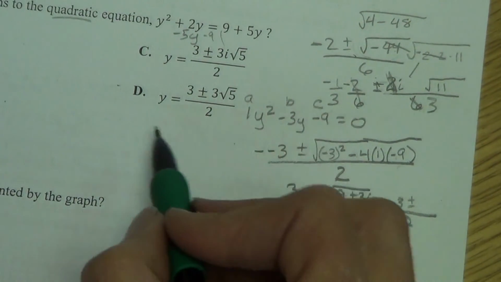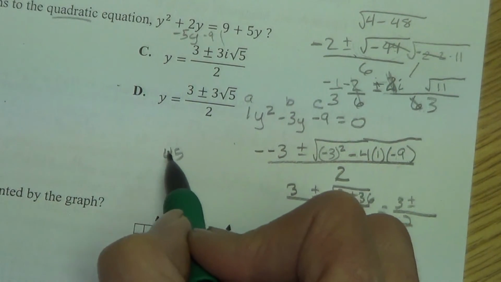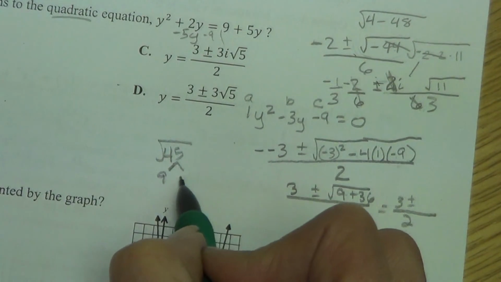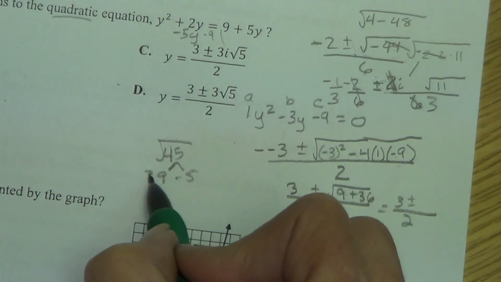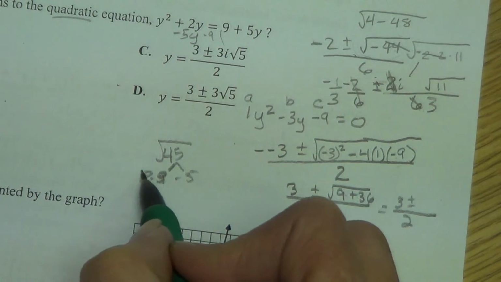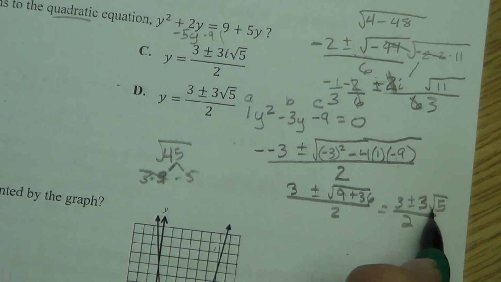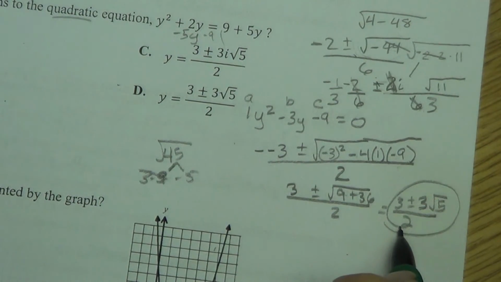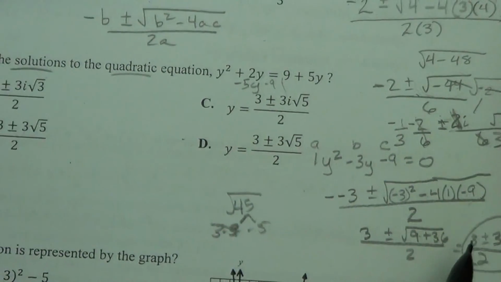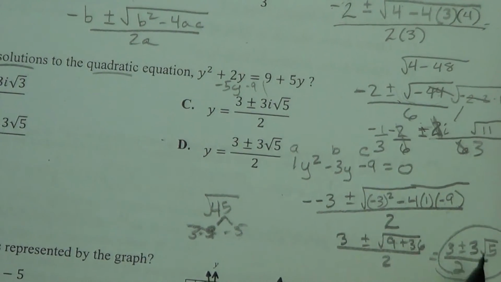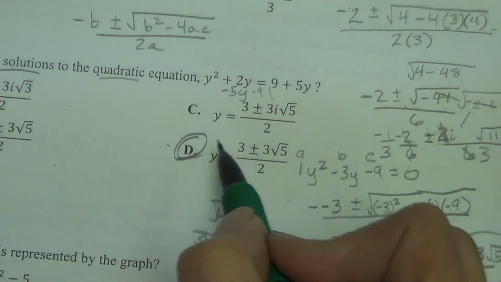9 and 36 will become 45. Radical 45 breaks down to 9 times 5, which is 3 times 3. The 3's get out, and we have radical 5 left. That is our answer. Now we look up here, and we try to find this. 3 plus or minus 3 radical 5 divided by 2 would be this one.